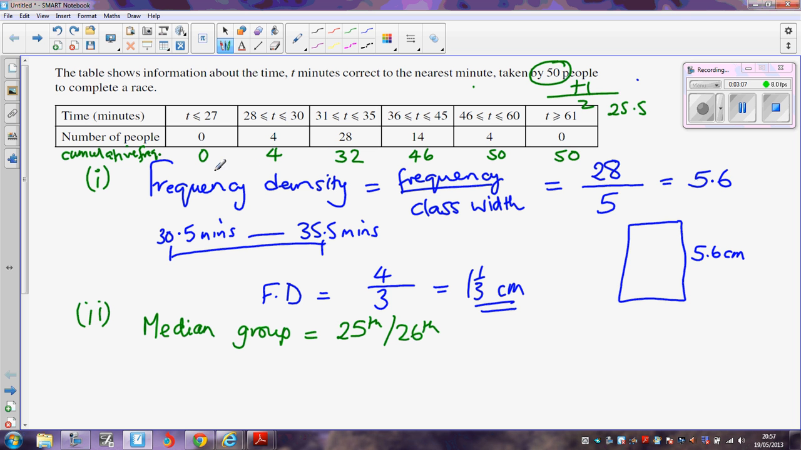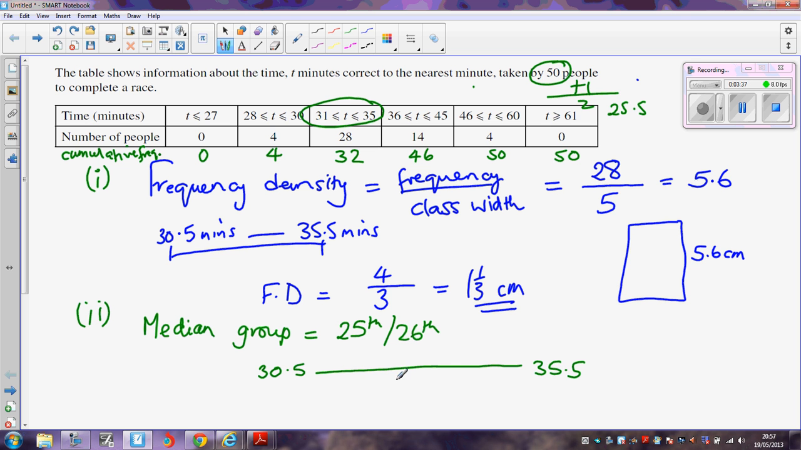So the cumulative frequency tells us that the first 4 people ran somewhere between 27.5 and 30.5. The next 28 people, which takes us up to the 32nd person, were all in this group here. So the 25th and 26th person must both be in the 31 to 35 group. But let's remember that that 31 to 35 group actually goes from 30.5 up to 35.5.